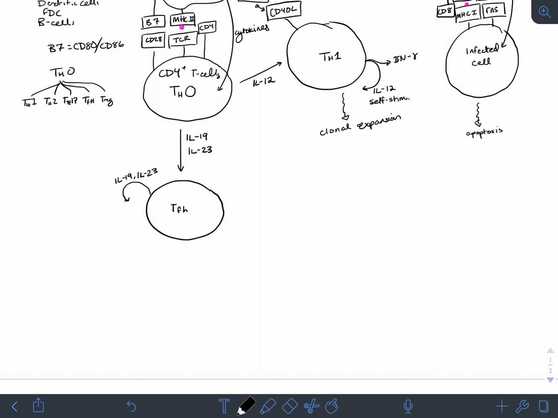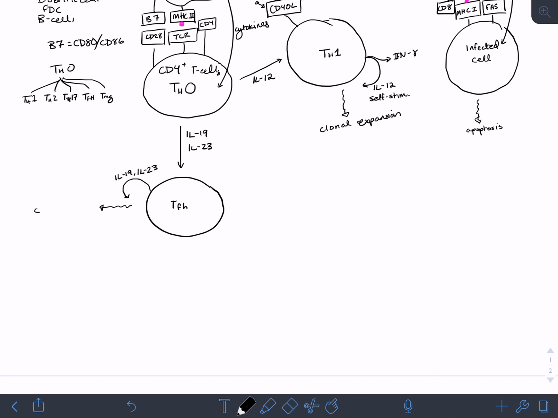So you see a common theme. The first thing that happens anytime you activate a T cell is you release self-stimulatory cytokines. That's going to result in clonal expansion, so that these cells can pretty much be their own stem cells. They can create themselves, so you can multiply them. And the next thing that's going to happen is you're going to present on it CD40 ligand.